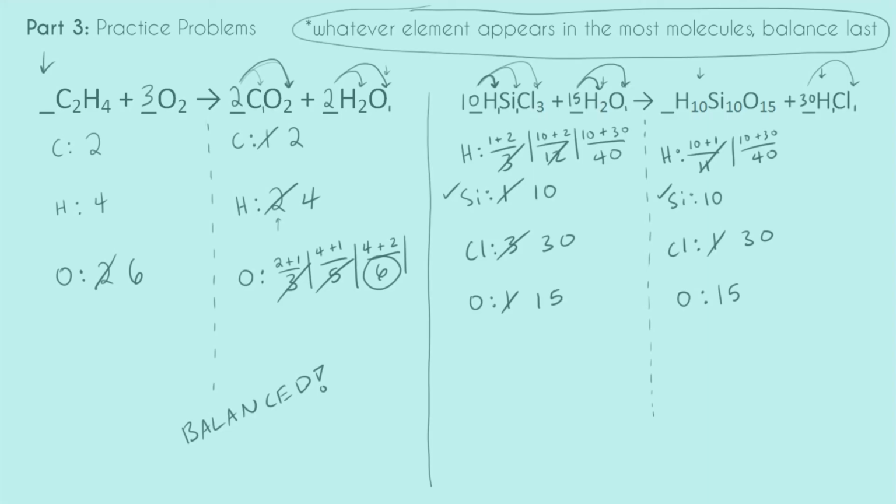All right, so now if I look, I actually have balanced everything. Oxygen is good, chlorine's good, and hydrogen is good, even though I didn't even deal with it. But just by balancing everything else, I happen to balance the hydrogens too. That's another reason we do whatever element appears in the most molecules last, because sometimes we don't have to do it at all. All right, I hope this intro to balancing helped you.